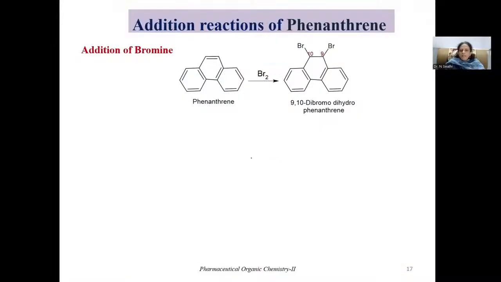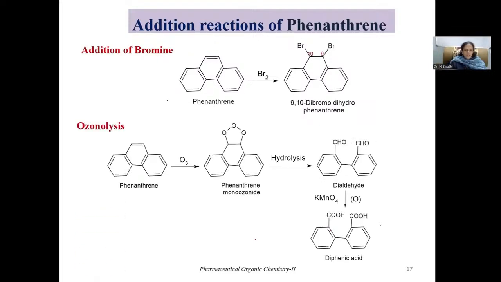So here two model reactions were given under addition reactions. The first reaction is addition of bromine. Even during addition, the preferred point of attack is at the 9 and 10th positions. So when phenanthrene is treated with bromine, a mole of bromine gets attached to the 9th and 10th positions. And that is how there will be formation of 9,10-dibromodihydrophenanthrene as the product.